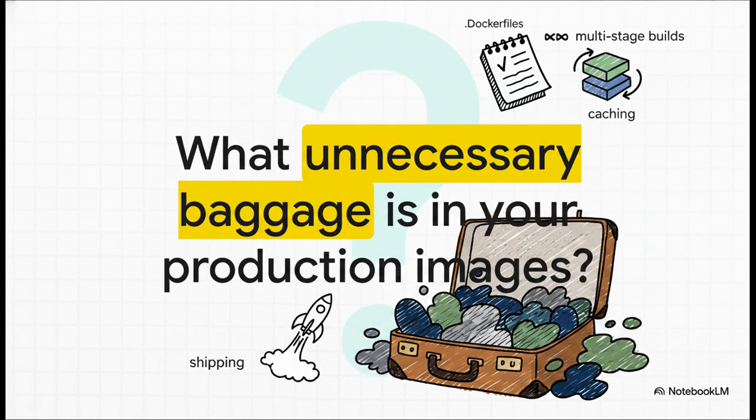So as we wrap up this explainer, I want to leave you with a question to chew on. What unnecessary baggage is hiding in your production images right now? Seriously, go take a look at your Dockerfiles today. Add that .dockerignore file, reorder your instructions to hack the cache, and definitely implement multi-stage builds. It's time to strip out the bloat and start shipping light.